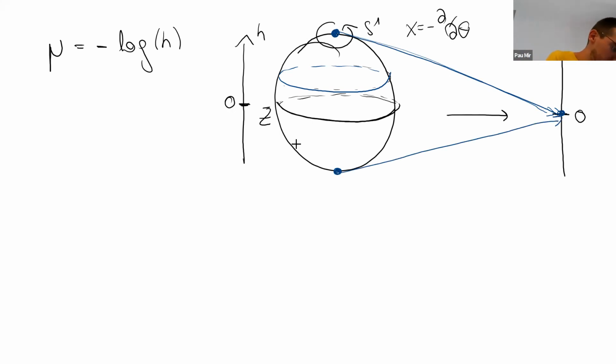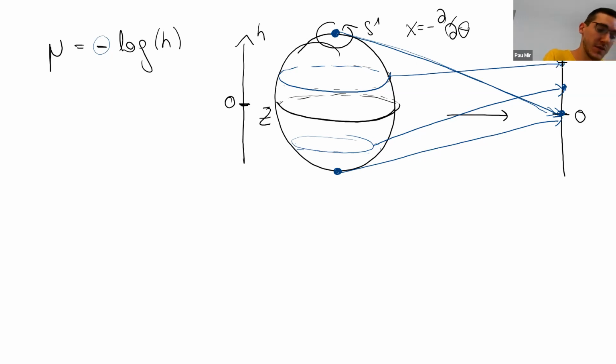If we take the other circles, we see that for each circle, all the points in the circle go to a certain value, which is positive here, because they have coordinate h between 0 and 1 in absolute value. The logarithm of a value between 0 and 1 is negative, but since we have a minus sign, it is positive. So circles in the northern hemisphere and the southern hemisphere all go to the positive part of the real line.